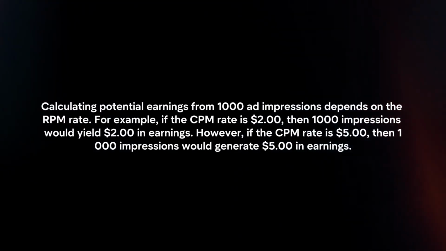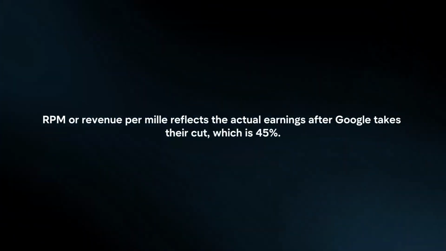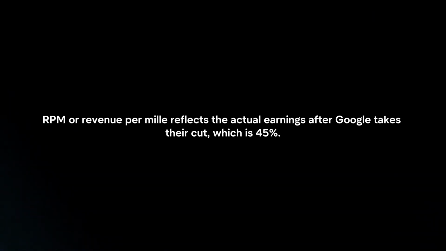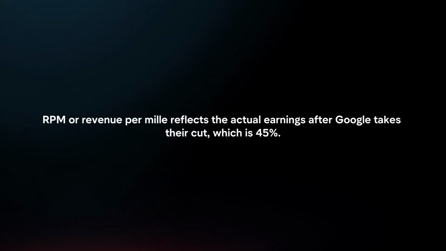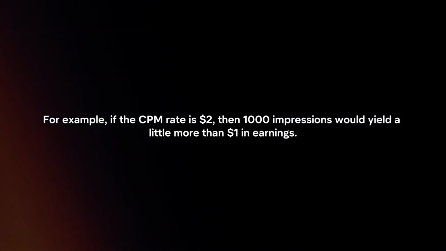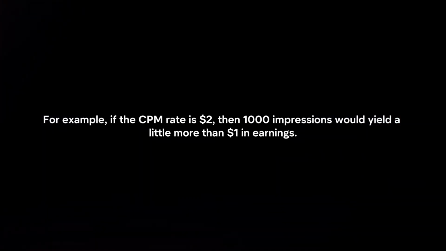Calculating potential earnings from 1,000 ad impressions depends on the RPM rate. RPM, or revenue per mille, reflects the actual earnings after Google takes their cut, which is 45%. For example, if the CPM rate is $2, then 1,000 impressions would yield a little more than $1 in earnings.